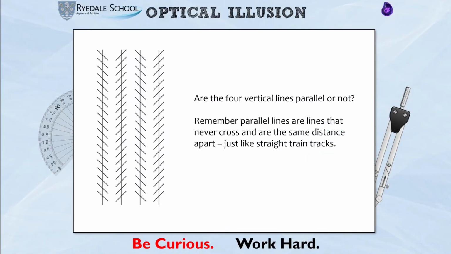But before we get started, let's have a quick look at this diagram. Are the four vertical lines parallel or not? And just a reminder, parallel lines are lines that never cross and are the same distance apart, just like train tracks. So although we've got all these diagonal lines, are the vertical lines all parallel? What do you think?